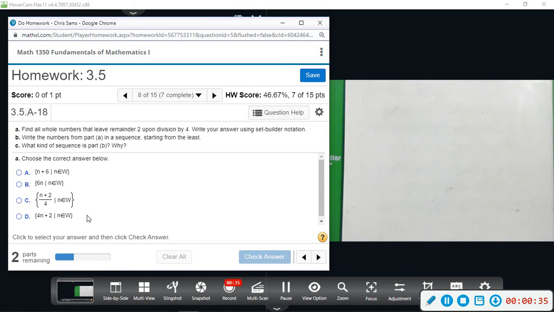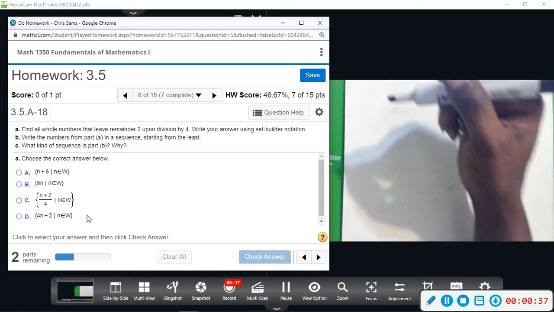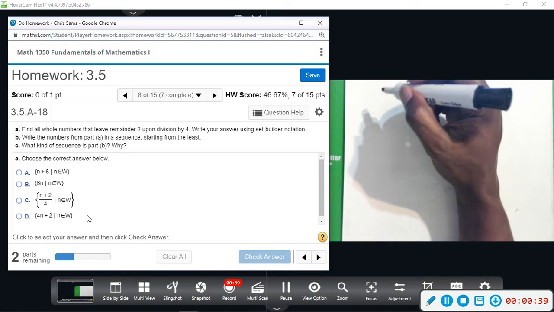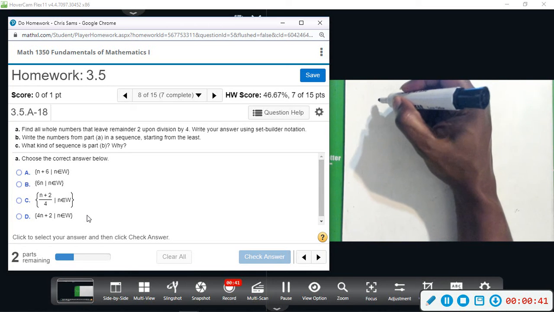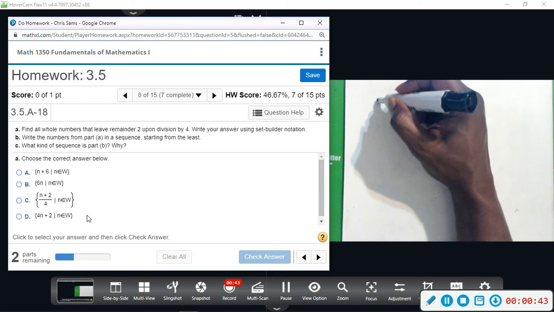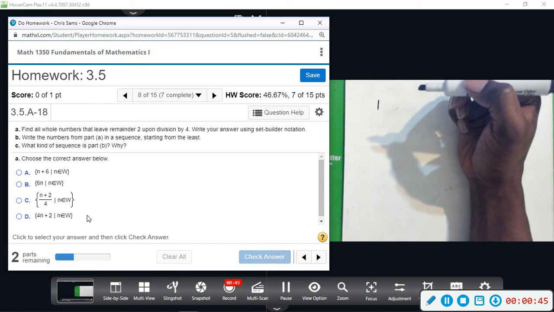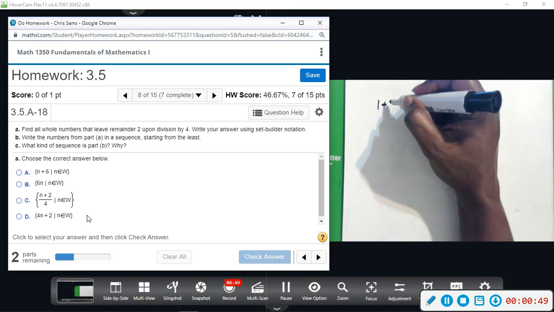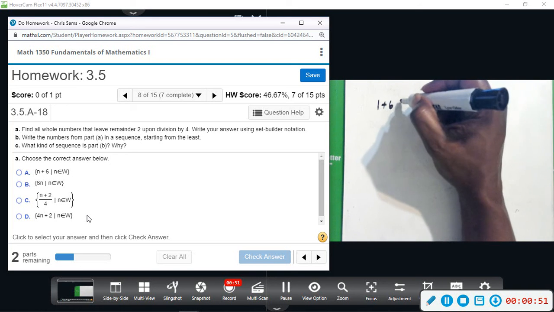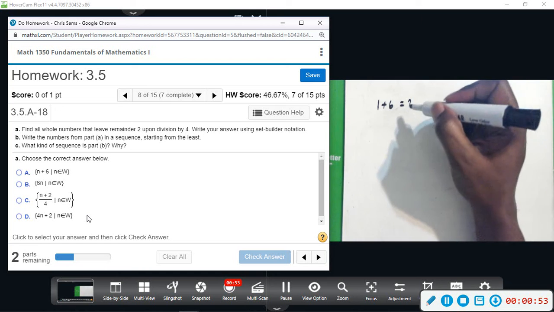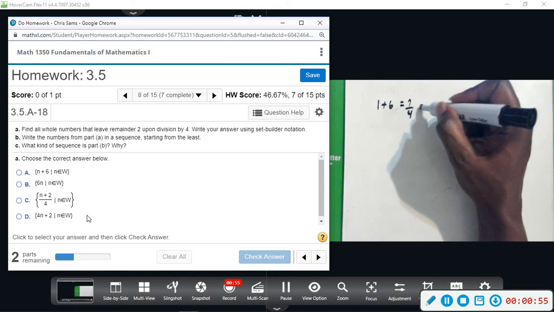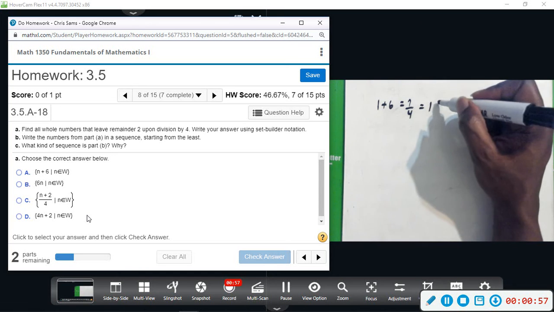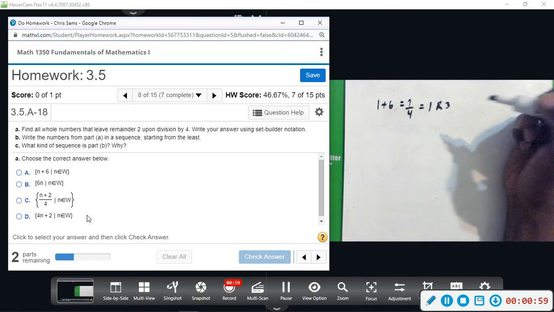And we can solve this just by plugging in 1 for each of these, if it's hard for you to see. So if we did n was 1, n is a whole number. That's what that means, element of W. This is plus 6, that would give us 7. If we did 7 divided by 4, that would give us 1 with a remainder of 3. We need a remainder of 2.